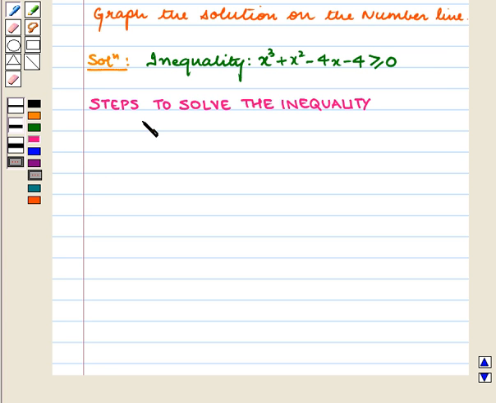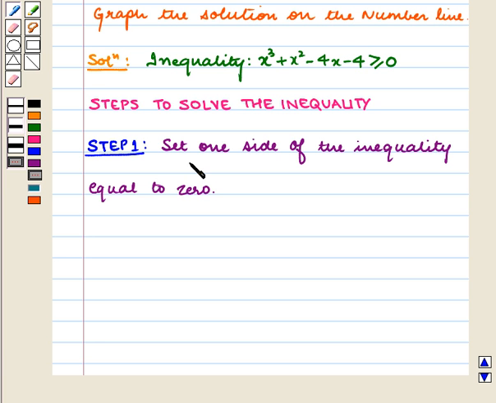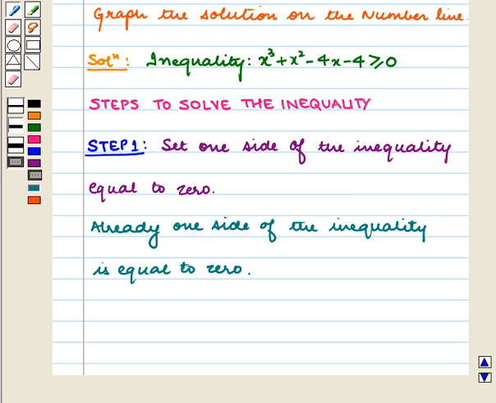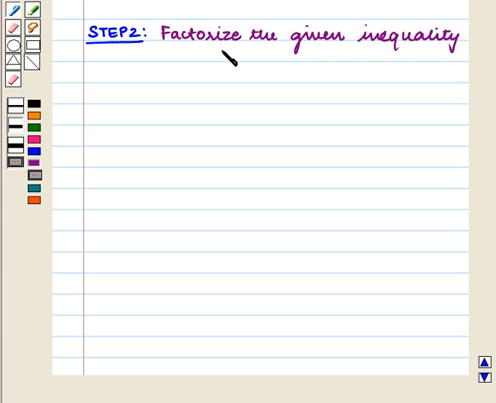We will follow the below steps to solve the inequality. Our first step is to set one side of the inequality equal to 0. Here we already have one side of the inequality equal to 0, so we move to step 2. In step 2, we have to factorize the given inequality, x cube plus x square minus 4x minus 4 greater than or equal to 0.